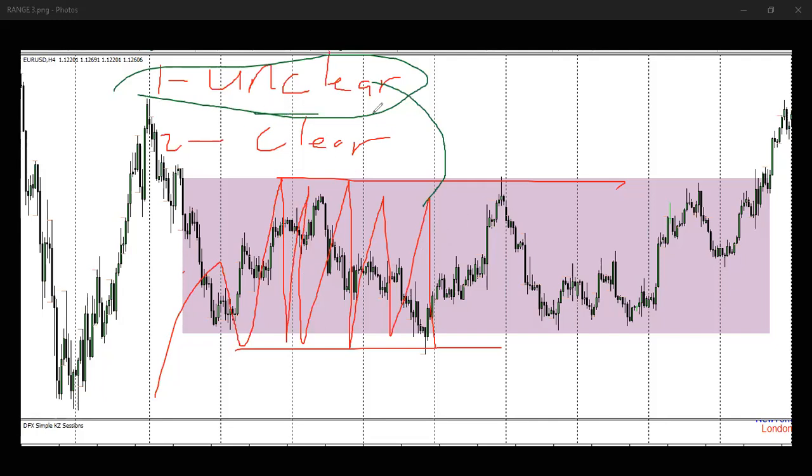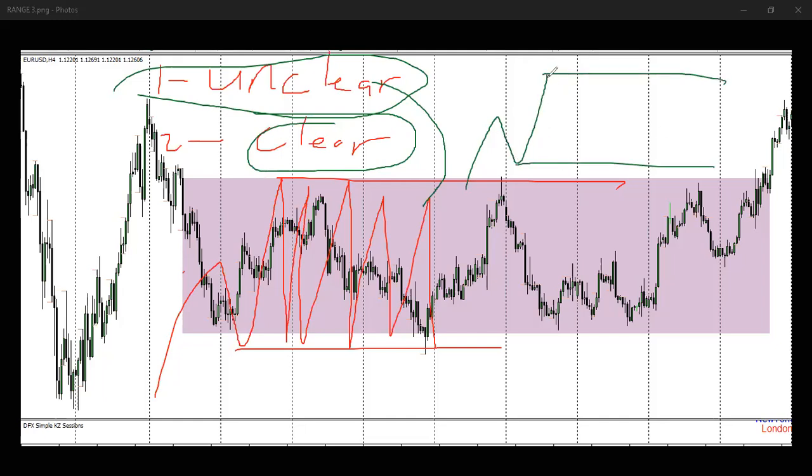Then we have a clear range. What's a clear range? That's this one. This is your high, low. But then they'll start to do this: lower low, lower high, lower low, lower high. When they go to deep discount, higher high, higher low, they give you this. So as you can see, this one is clear. We have a minor market structure inside.